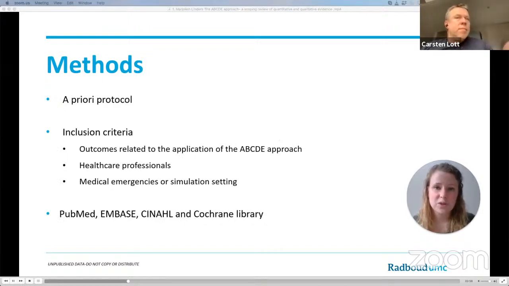A comprehensive scoping review was performed, including an a priori protocol following the PRISMA extension for scoping reviews. PubMed, Embase, CINAHL and Cochrane Library were searched to identify papers regarding healthcare professionals applying the ABCDE approach in medical care situations or in a simulation setting during life support courses. Two independent reviewers screened studies for inclusion, and data extraction was performed by using a piloted data extraction table.